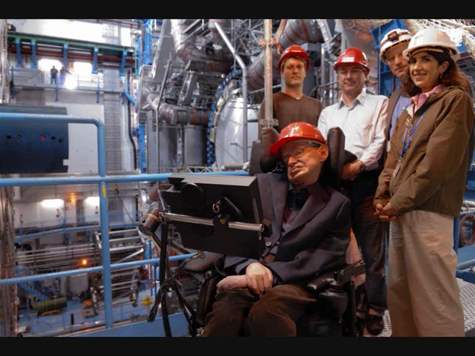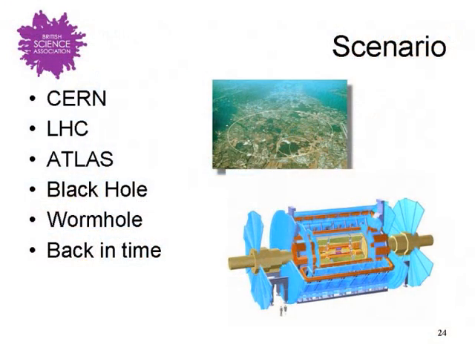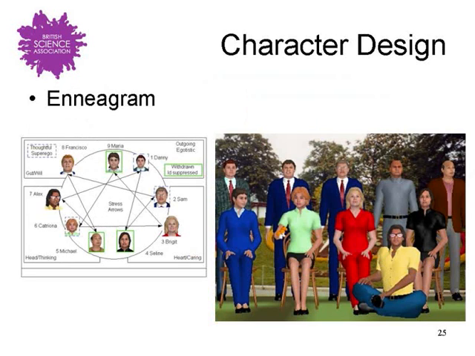But in my story, of course, it doesn't. And a wormhole is created, and people can go down this wormhole if they go back in time, and there's a whole story about what happens. Right, characters. How do you design characters?